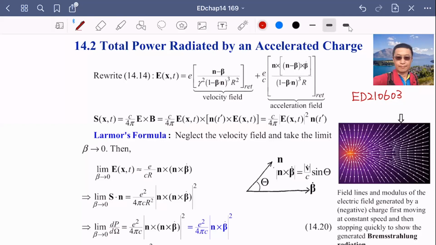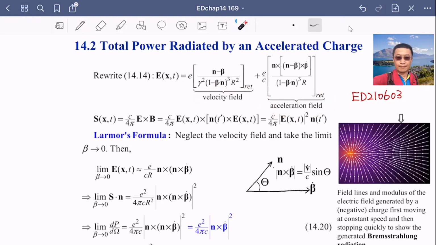Today, we will continue our discussion about radiation by moving charges. Last time, we talked about the first class, the linear charge potential. Then we derived the E field and B field due to the potential. It's classified into two parts: one is the velocity field, the other is the acceleration field. We considered the velocity field, constant motion, last time.